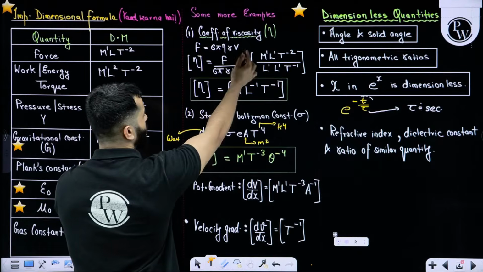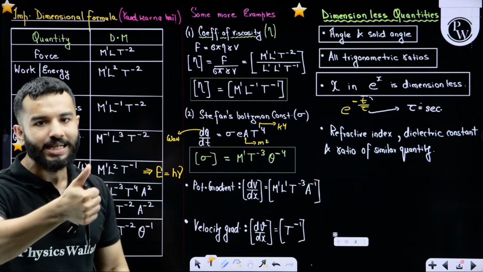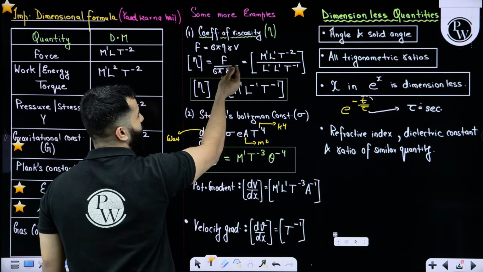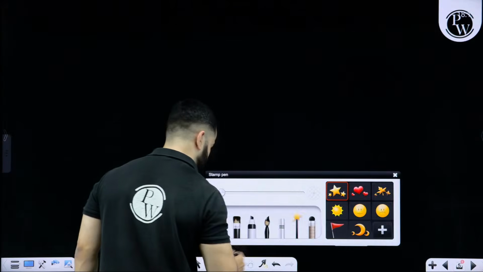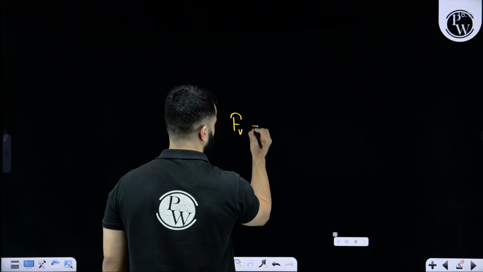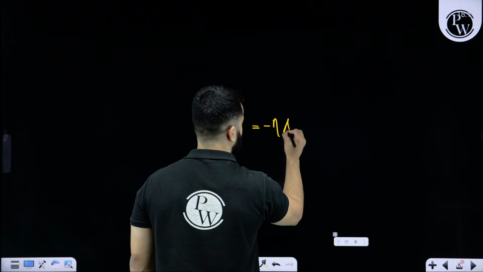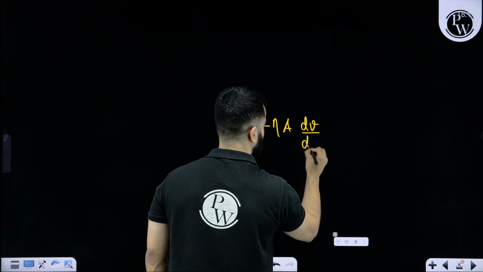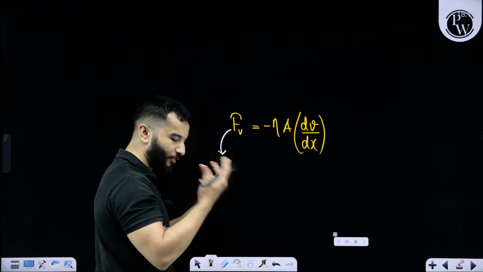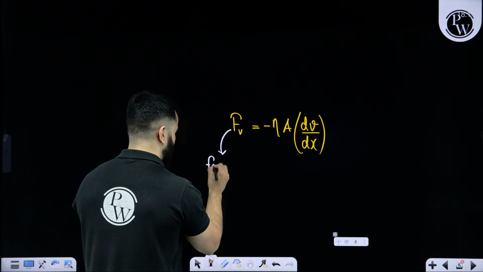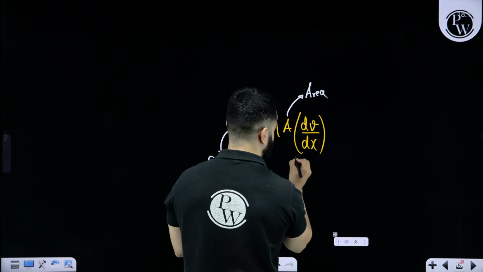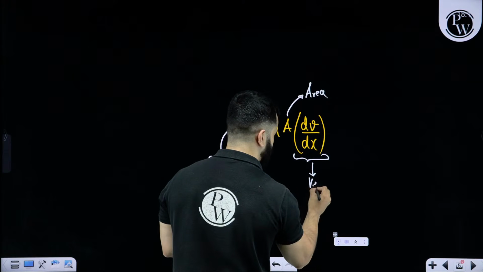Besides this, let me also tell you how you can derive a dimensional formula. For example, the coefficient of viscosity. Now you must remember at least the formula. The coefficient of viscosity is eta. Please remember the formula 6 pi eta RV. You can also remember another formula for viscous force: F equals negative eta A dV by dx. Even if it is viscous force, for us it is force, and we know the dimensional formula of force. This is area, and this entire thing is known as the velocity gradient.